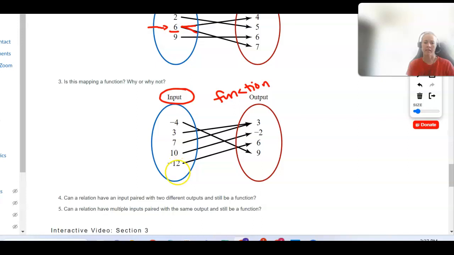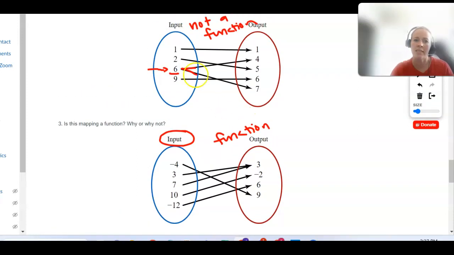So let's look, can a relation have an input paired with two different outputs and still be a function? Think about that. Can we have that? So we have one relation, it has one input paired with two different outputs. Can that still be a function? Think about that. No, it cannot. This is an example of it. 6 has two different outputs, and this is not a function.